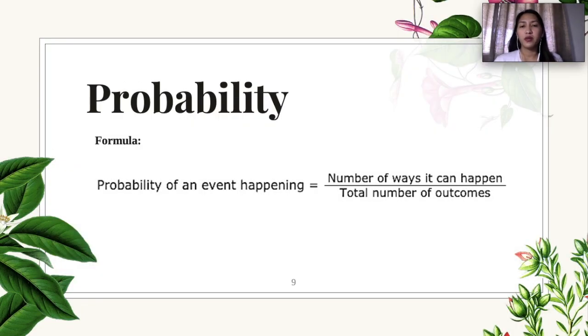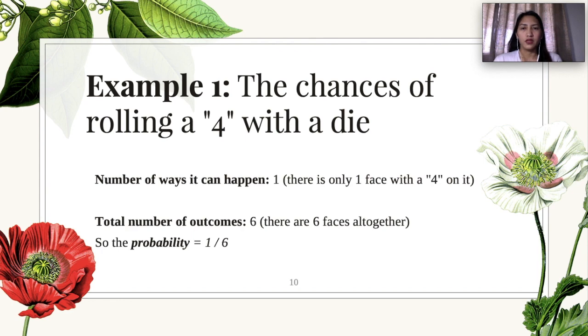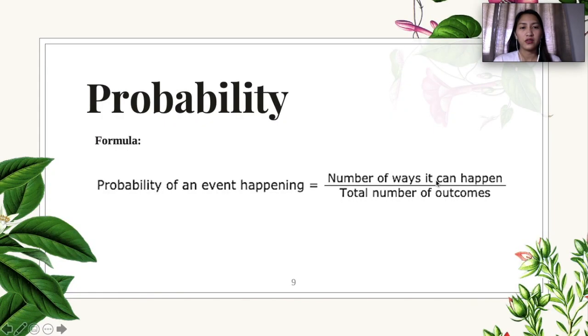So the formula for probability is this: the probability of an event happening is equivalent to the number of ways it can happen over the total number of outcomes. Example number 1, we have here a sample event, which is the chances of rolling a 4 with a die. The number of ways it can happen is 1, because there is only one face with a 4 on it in a die, as you can see here.